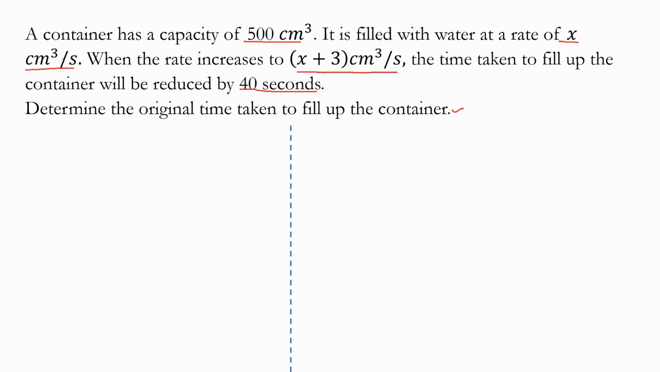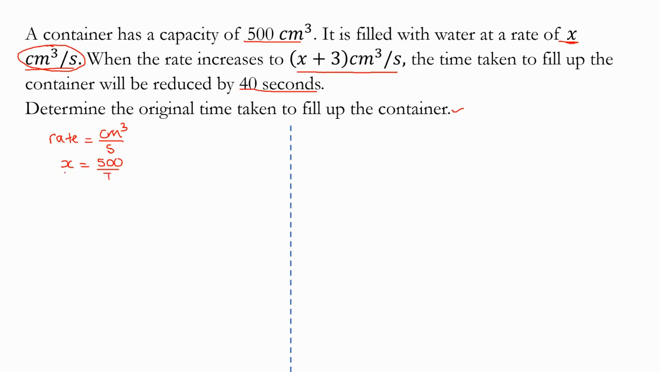Even the units are guiding you. The rate is cubic centimeters divided by time, so the rate is the capacity, or volume, divided by the time. Our rate is x, so x is equal to 500 divided by the time.